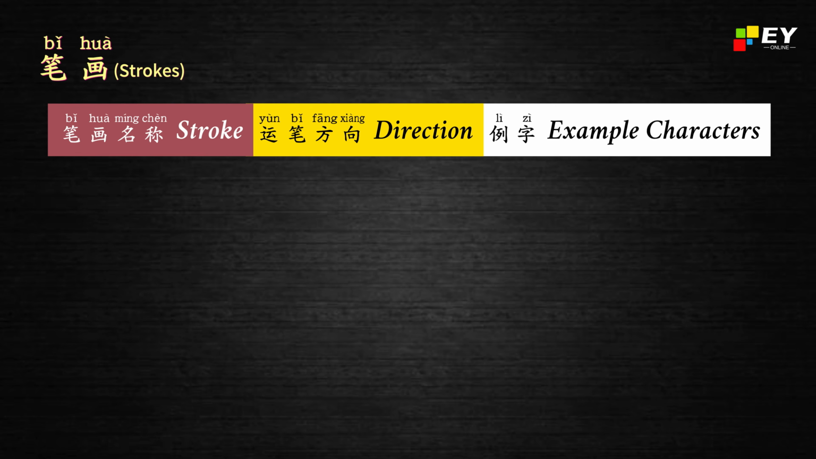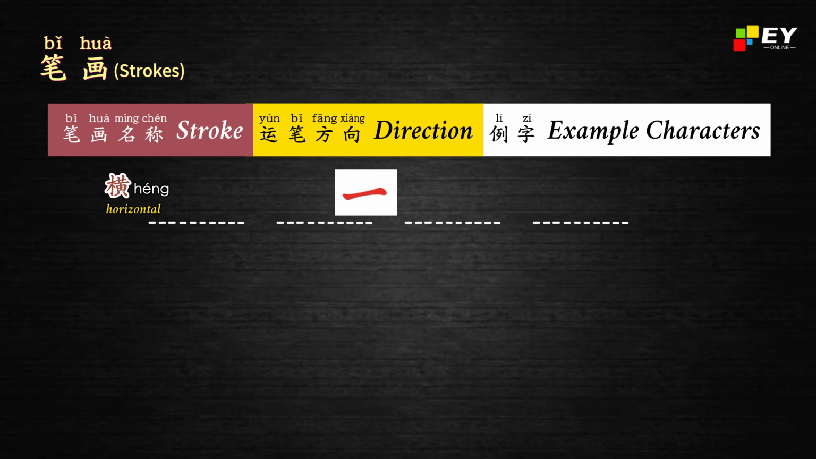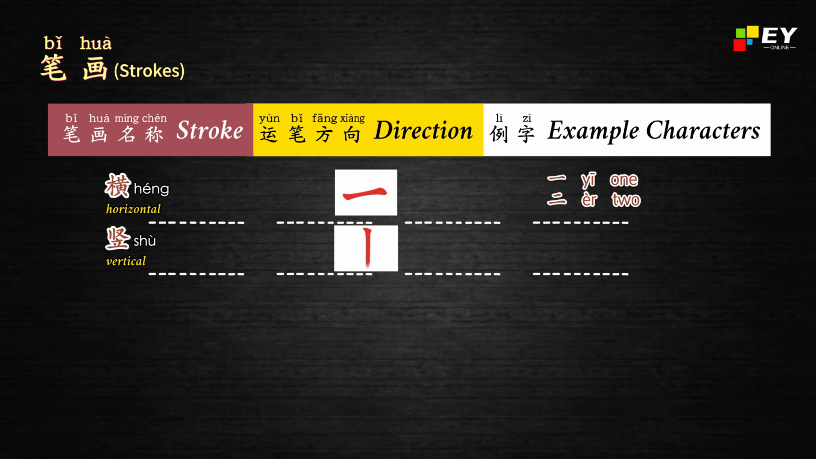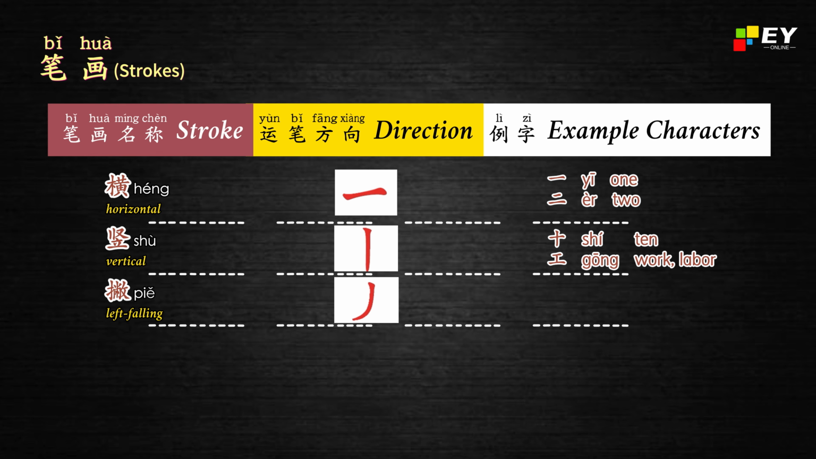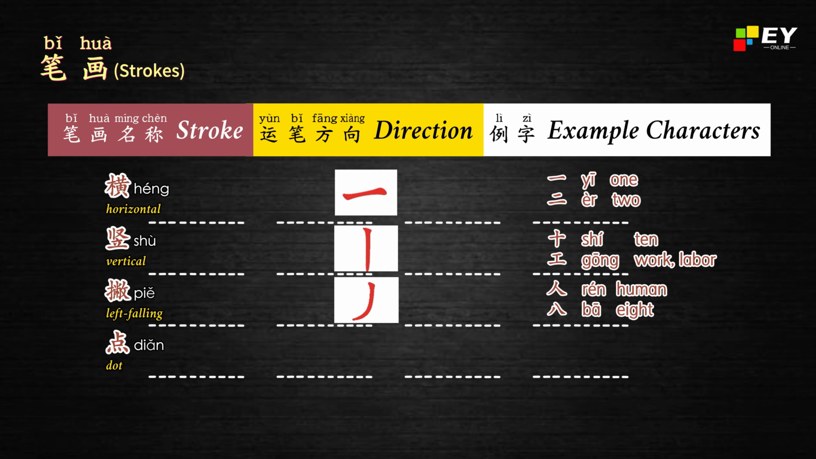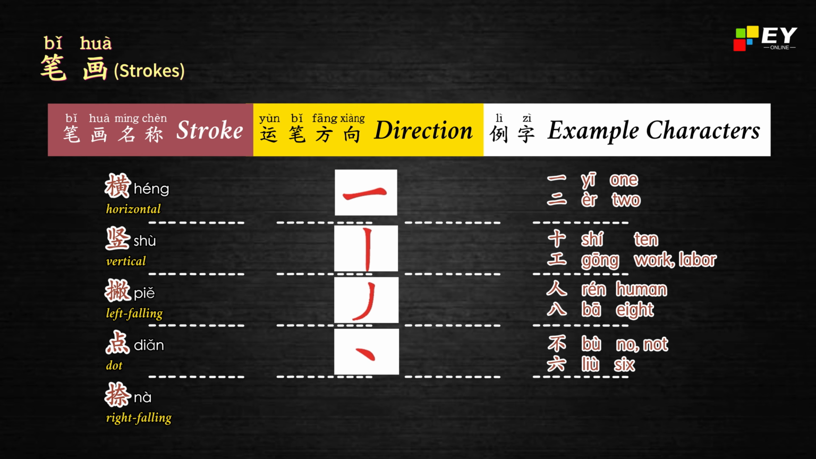Strokes. 横 Horizontal. 一 1, 二 2. 竖 Vertical. 十 10. 工 Work, labor. 撇 Left falling. 人 Human. 八 8. 点 Dot. 不 No, not. 六 6. 捺 Right falling. 大 Big. 天 Sky.